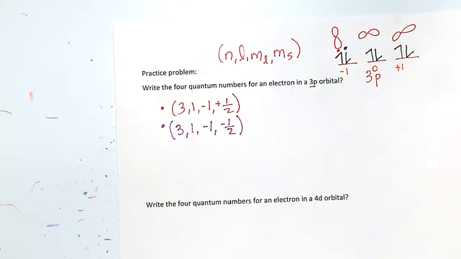So you have to do it for all of them. So we're going to have like 6 different answers? Yeah, you'll have 6 answers, each with 4 numbers, because remember, the p orbital holds 6 electrons.